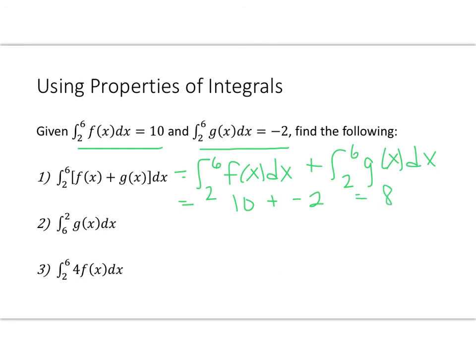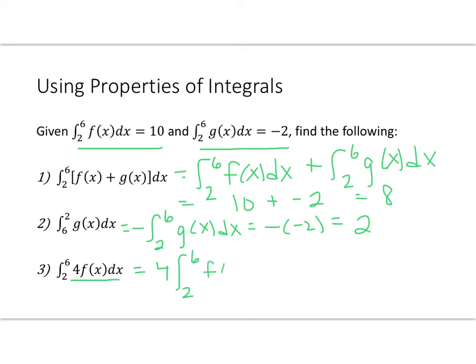For the second one, we have the integral from 6 to 2 of g of x dx. So if I want to switch those around and make it 2 to 6, I have to negate it. So this is the negative integral from 2 to 6 of g of x dx. So this is just negative times negative 2, which is positive 2. And this last one, the integral from 2 to 6 of 4 times f of x dx. Because 4 is a constant, I can pull the 4 out front and say it's 4 times the integral from 2 to 6 of f of x dx. So this is 4 times 10, which is just equal to 40.